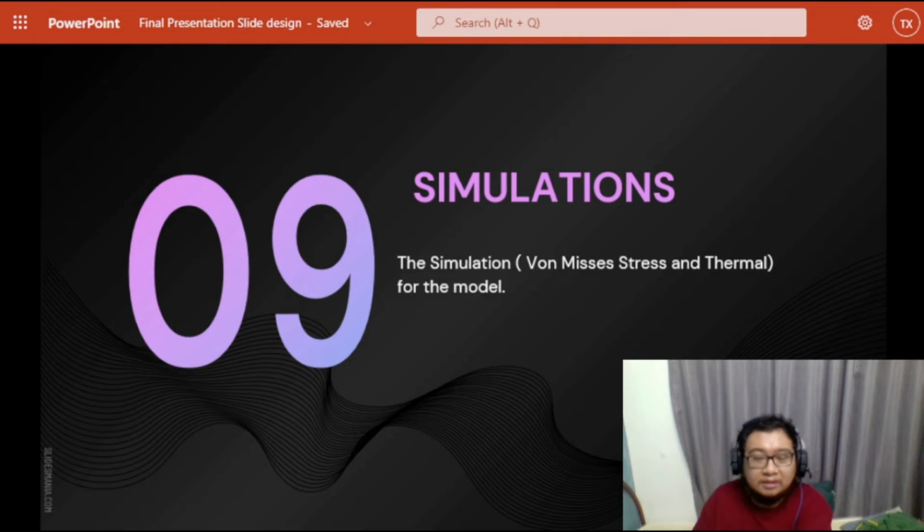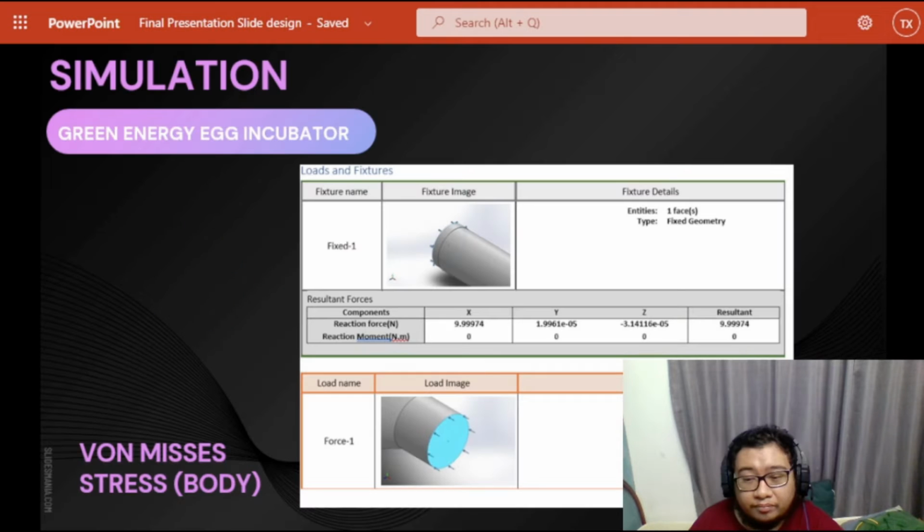Okay. Next, we are going to show you the simulation for our project. So the simulation that we did is 1 meter stress and thermal. Okay. First of all, I'm going to show you the 1 meter stress for the body. So for the load and fixtures, for the fixtures detail we use one phase, and the type of fixture is fixed geometry.